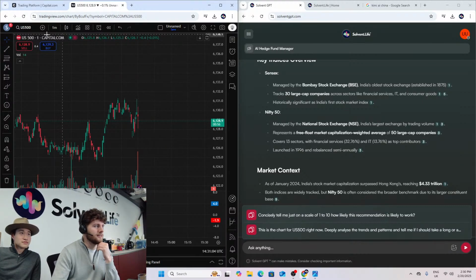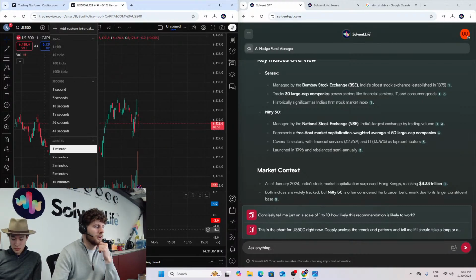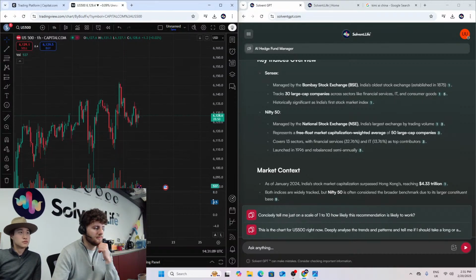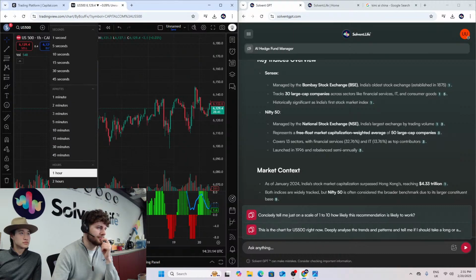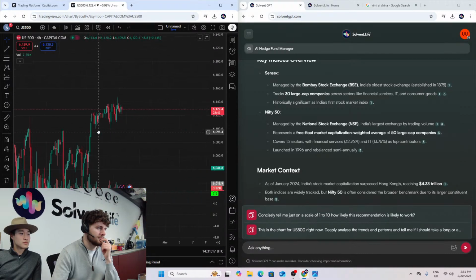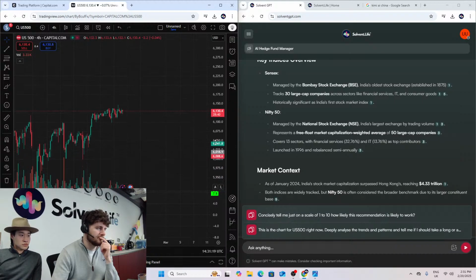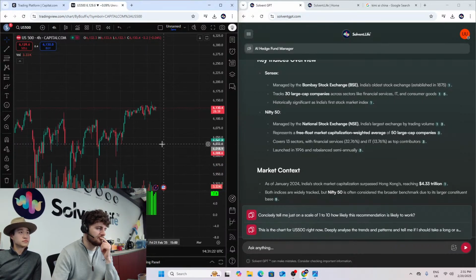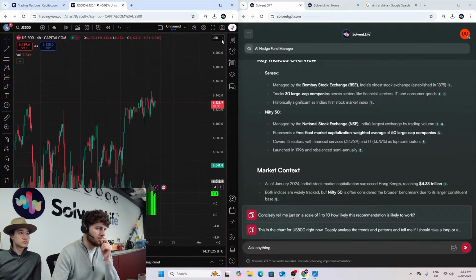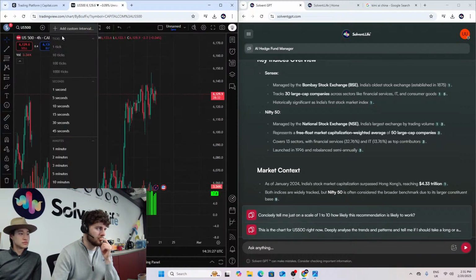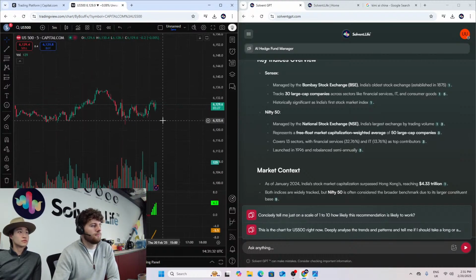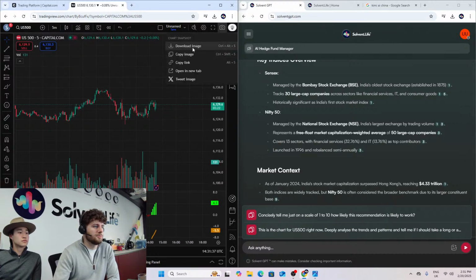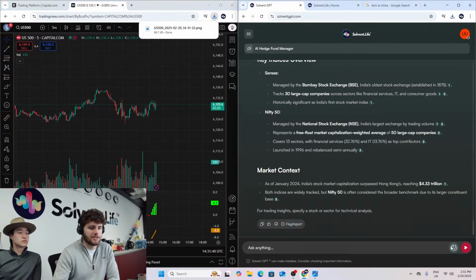Big drop down. Okay, let's see what we want to do. Market's just opened. I'm going to say it's a downtrend. Let's go for a 5-minute. I think we should short, honestly. Let's take a screenshot, see what the GPT thinks. Download image. Let's attach the image.